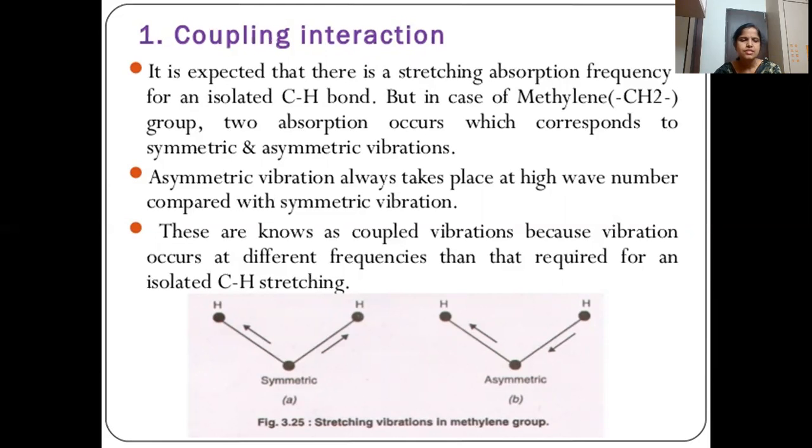We have seen that stretching vibrations change the bond length. Here you can see this is symmetric stretching, where both the hydrogens are moving apart from the carbon. Whereas in asymmetric stretching, one hydrogen is compressing and the other hydrogen is pulling apart. Because of these asymmetric and symmetric stretchings, we observe 2 bands for the CH2 group. So this is about the coupled vibrations. And asymmetric vibrations always appear at higher wavenumber when compared to the symmetric vibrations.